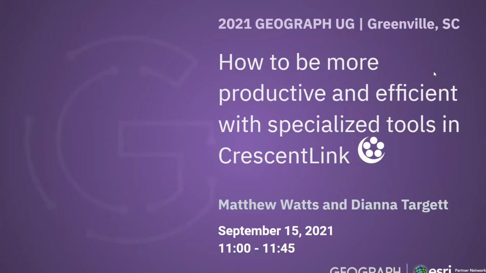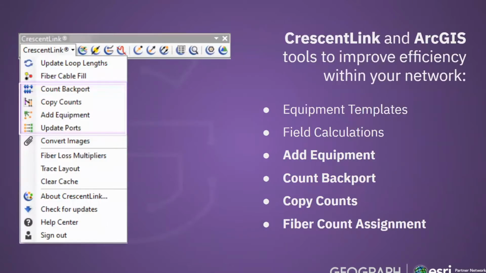Today, we're going to go over a few of the tools that may get overlooked in day-to-day network management. Most of what you'll see today can be achieved a feature at a time through the Network Manager and connector tools. However, the CrescentLink toolbar drop-down menu has some tools that are specifically designed to improve efficiency through batch processes. Some of the tools require the use of CrescentLink templates and populated attribute fields. Those can be covered in a different workshop, or you can view them as a tutorial in our library on our support portal. The tools I'll be covering today are the Add Equipment, the Count Backport, the Copy Counts, and the Fiber Count Assignment tool.